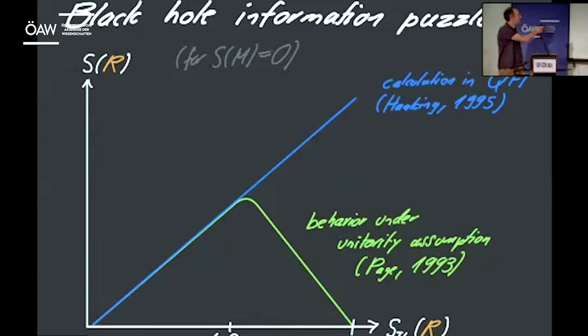Now what Hawking's calculation says is that at the very end of the process, the entropy is very large. So it's maximally away from zero. It's really a maximal violation of the unitarity principle of quantum mechanics. However, you can also do something different. You can just ask yourself, what happens if you suppose everything is unitary and then do the calculation?